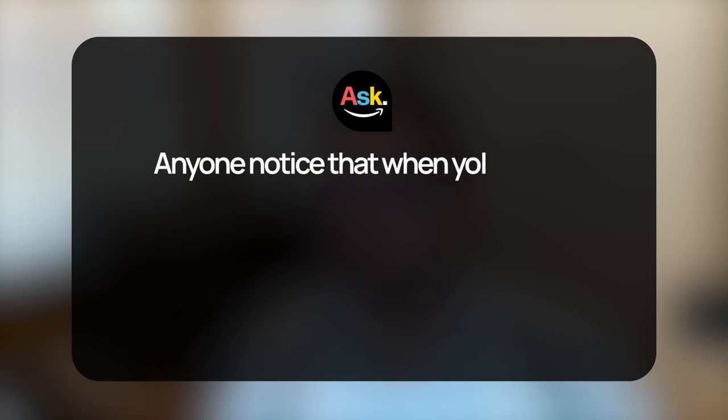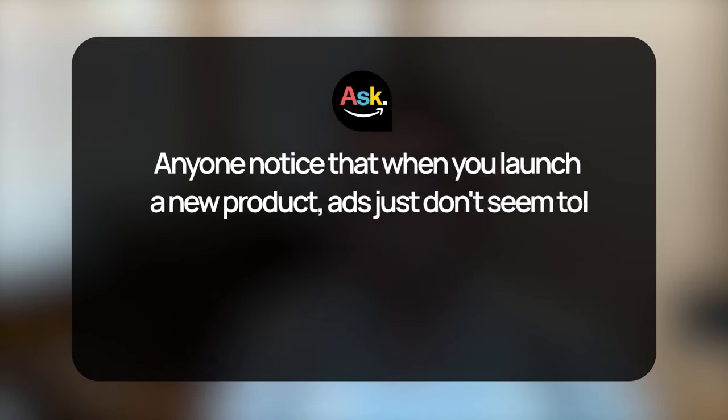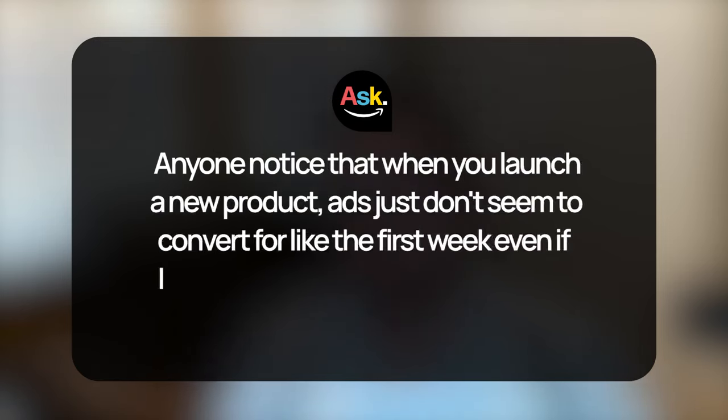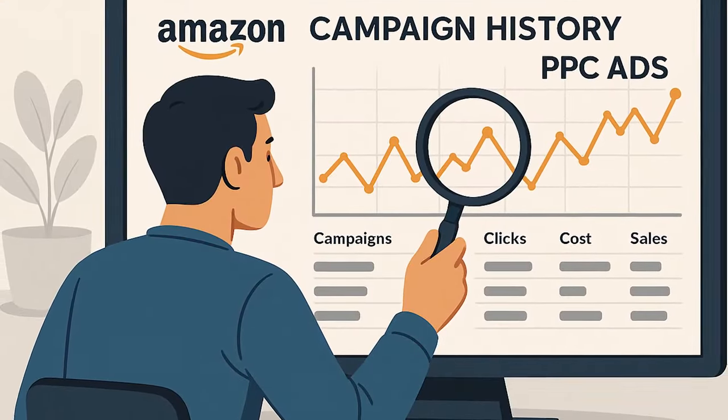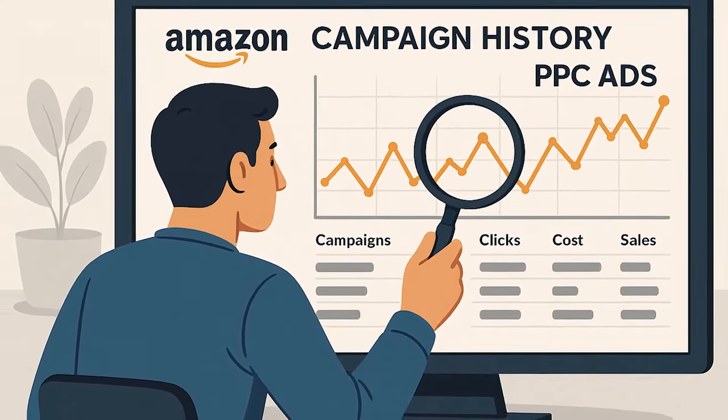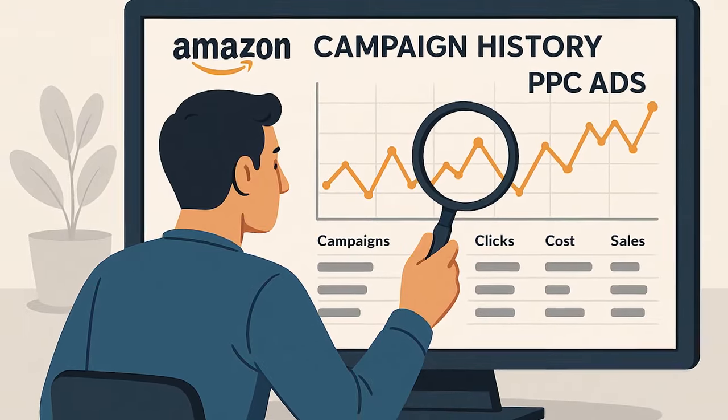Anyone notice that when you launch a new product, ads just don't seem to convert for like the first week, even if everything else is done perfectly? Why does this happen? The reason that you likely aren't seeing your ads convert right off the bat is because all advertising campaigns need history. One of the major things people forget is that Amazon's algorithm looks at the history of how an ad has performed.